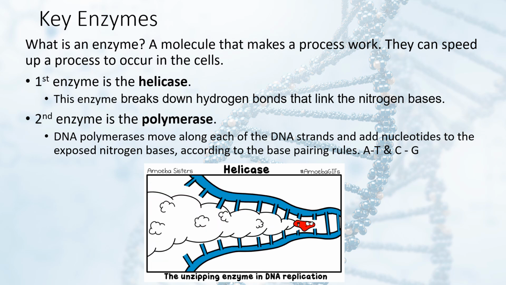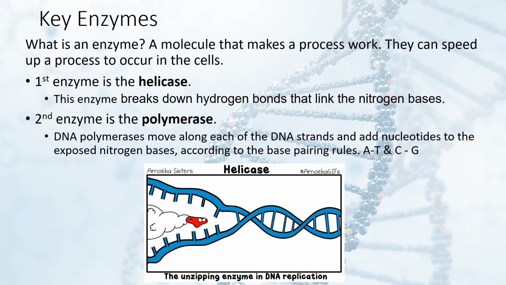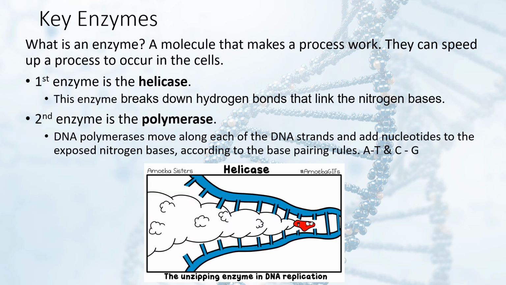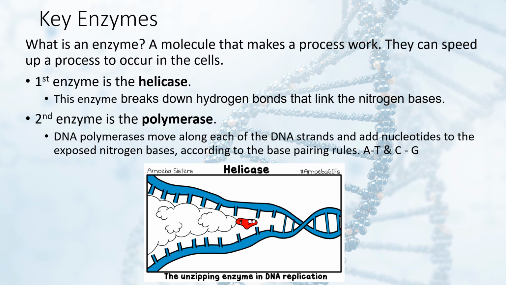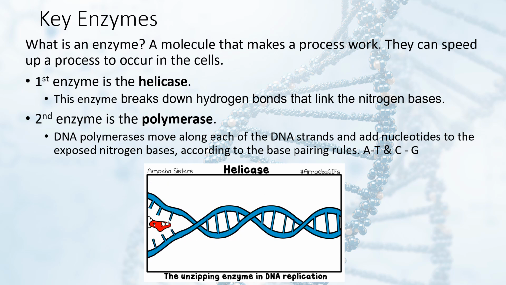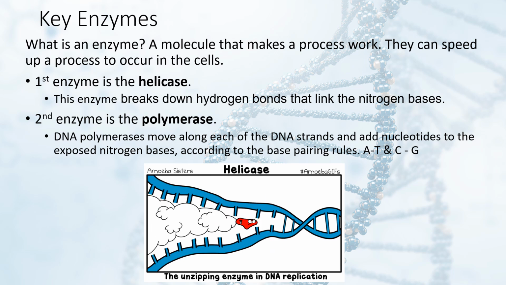There are a lot of enzymes that are involved in the process of DNA replication. And the first thing, we need to go back to what we learned in the fall semester about enzymes. An enzyme is a molecule that makes a process work, and they can speed up a process to occur in cells. In this particular case, these enzymes have to be there for this process to work. And it's really important for this to occur at the right pacing, at the right process, so that mitosis and meiosis can work appropriately.